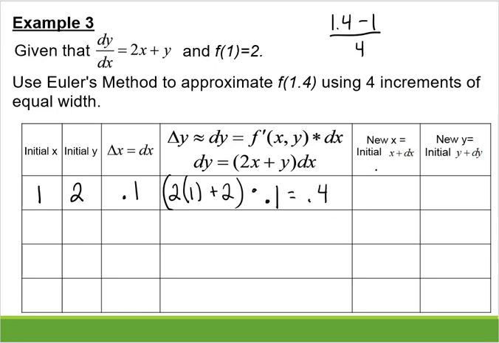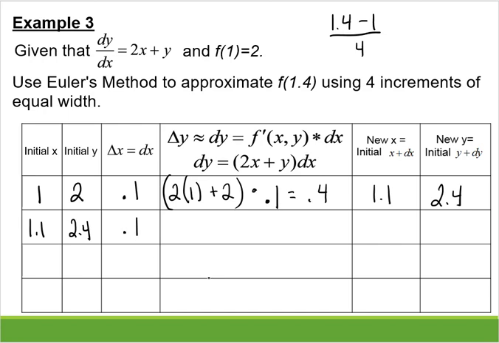Now to get your new x, you take your initial x and add to it the change, because I'm going over a certain amount. So I have 1.1. To get your new y, you take your initial y and add to it your change to get 2.4. Now these are your new x's and y's. So now I'm starting at the point 1.1 and 2.4.